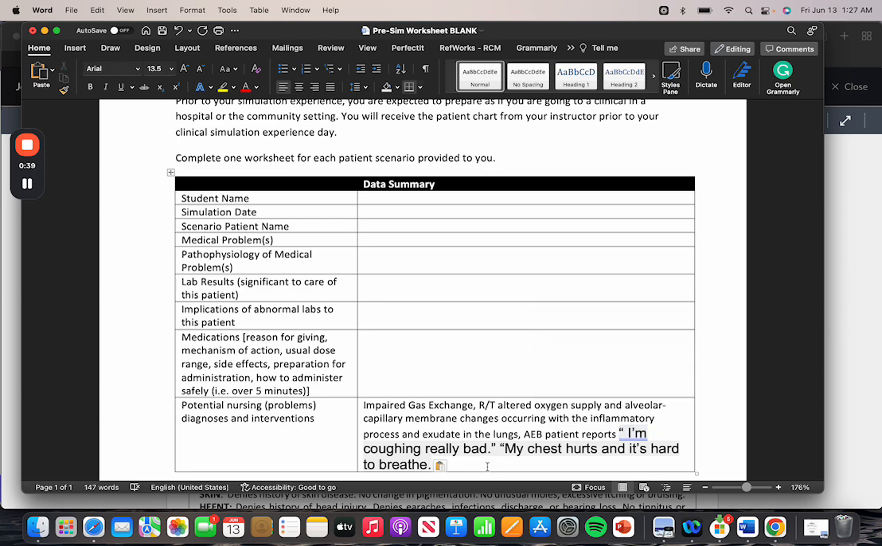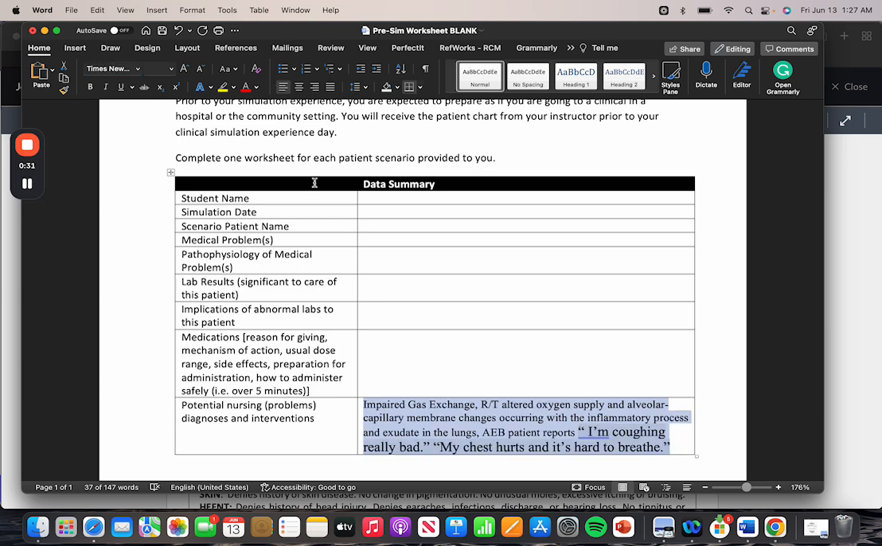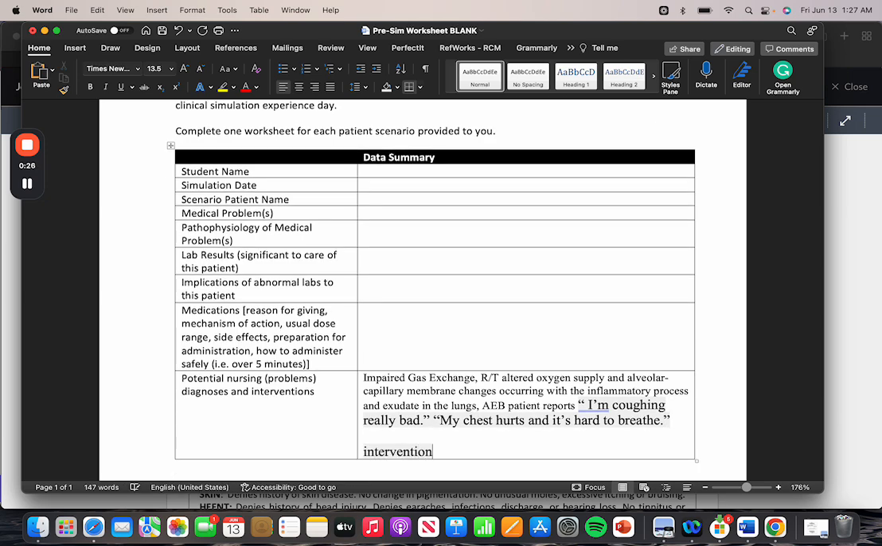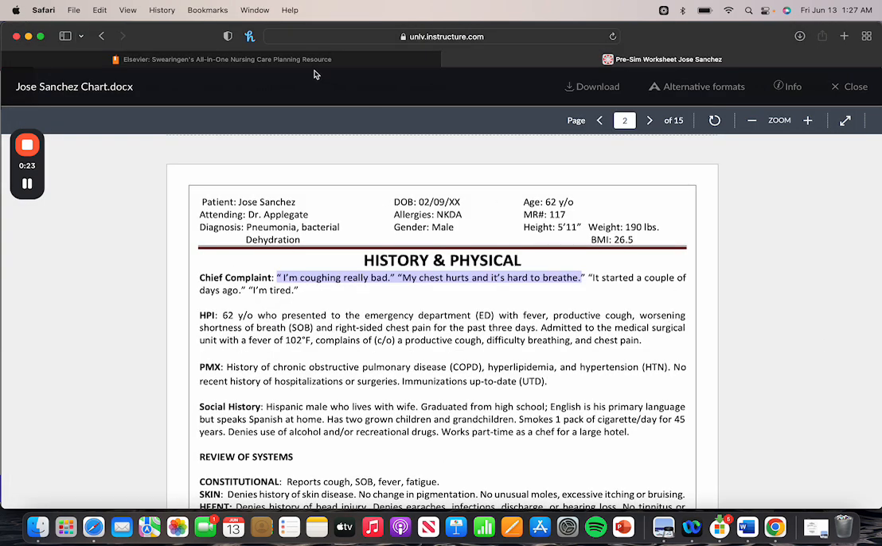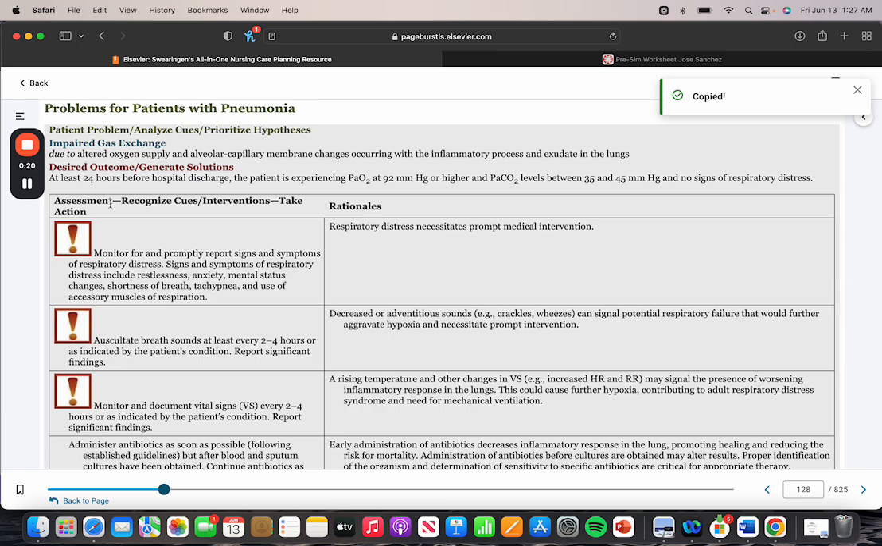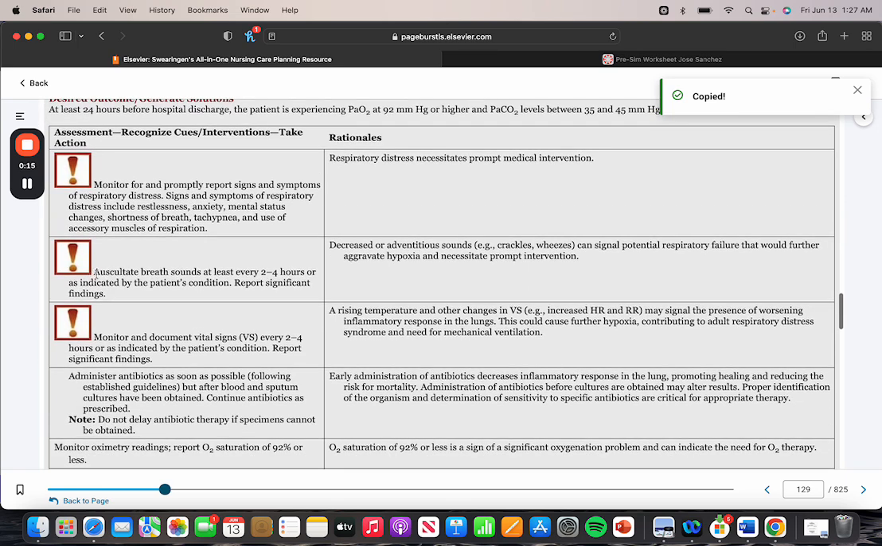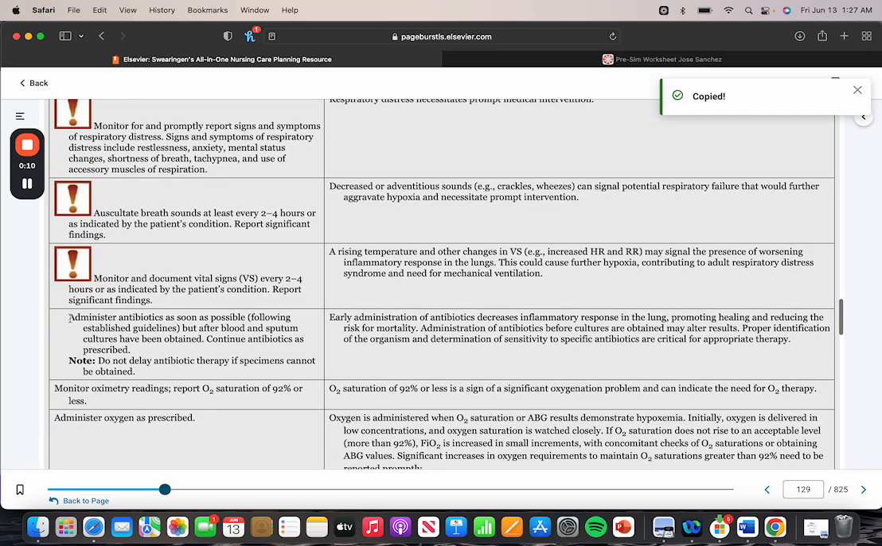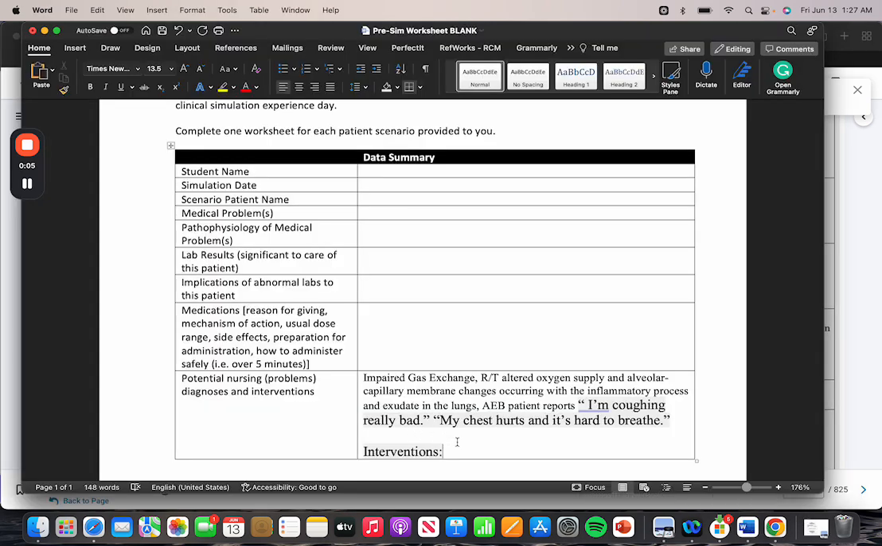Now, I would make this look much more neat, much more concise, not quite as messy, right? Anyways, then you would need interventions, right? Those can be found in this shaded in box down here, right? Interventions, the actions you can take. So you can do any of these. Auscultate lung sounds every 2 to 4 hours, administer antibiotics, whatever. So you would include all of these interventions, just a couple in this box. Again, cite your sources, please.